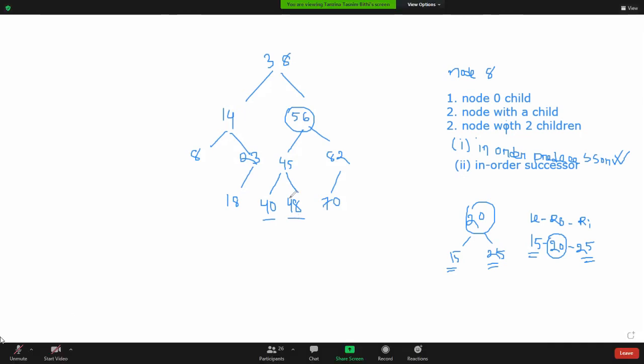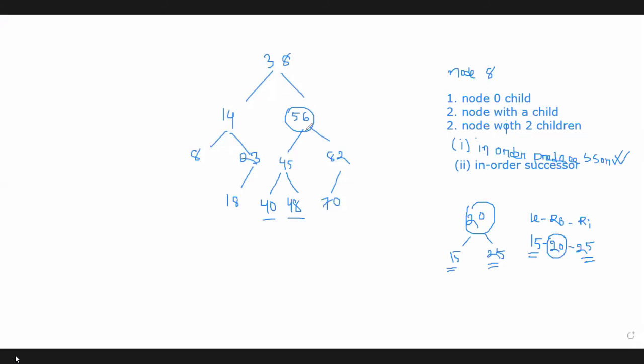48. Why 48? Because this is the largest node in this left subtree. Look at this. We are going to replace a root node by its in order predecessor. And how can we choose a root node? In a way that all the nodes in the left subtree should be less than that root node, and all the nodes in the right subtree should be greater than that node. So from the left subtree, we have to choose the largest node, that is 48. Now we can replace this 56 by 48.